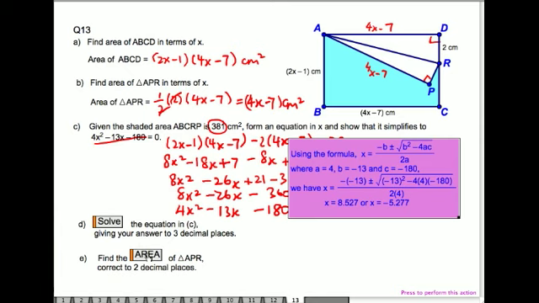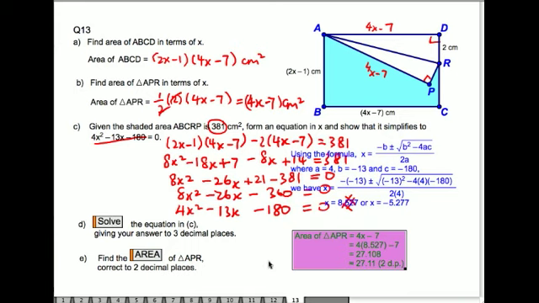Next, we need to find the area of the triangle. We know that the area of triangle APR is 4x minus 7. We chose the positive value because the length cannot be negative. And we rounded our answer to 27.11 as required to 2 decimal places.